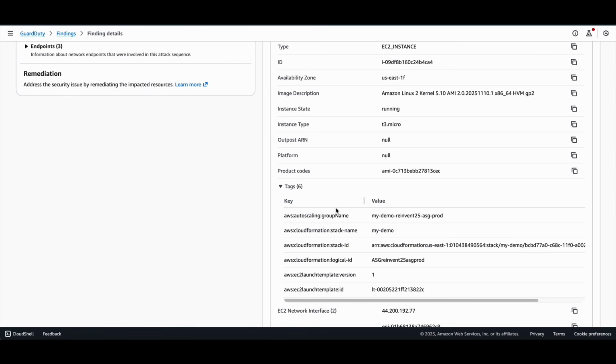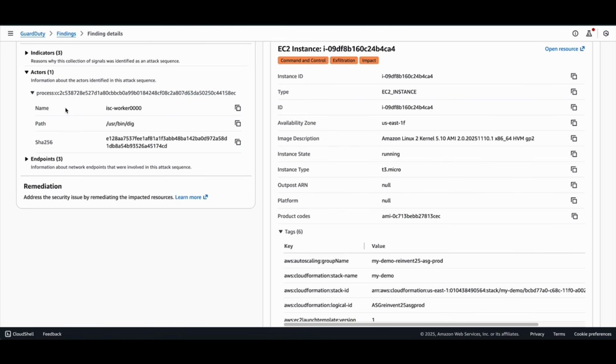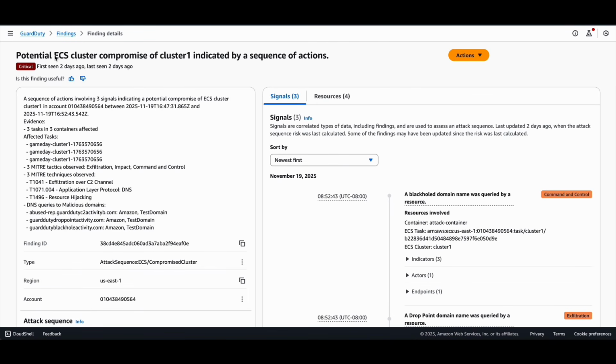Now let's quickly go back and check the actor and process information. GuardDuty also identifies the specific process involved in this attack. The process name was ISC worker. The process path was /usr/bin/dig, and the SHA-256 hash for forensic analysis. This tells us the attack used the dig command, which is commonly used for DNS queries, consistent with the malicious domain communications we observed.